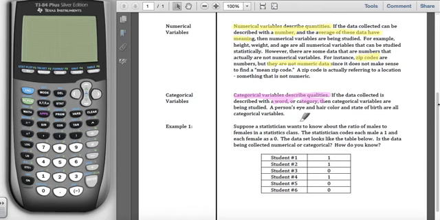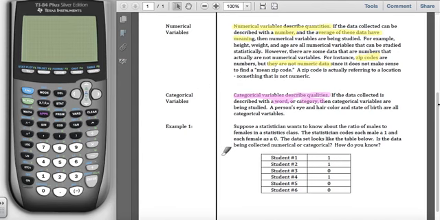Your eye color, you would say it's blue, brown, green, hazel. Your hair color, blonde, black, red, brown. State of birth. You would give me a word for that. These are all considered categorical variables. And the type of variable that we're studying will have a key role in the type of display we use, as we'll see in Chapter 2.